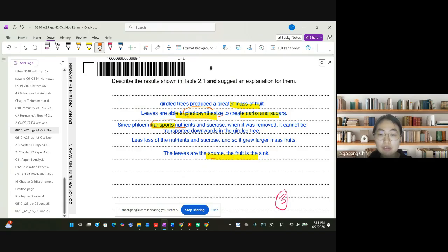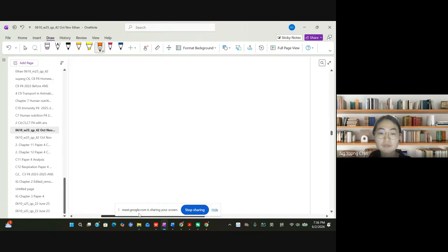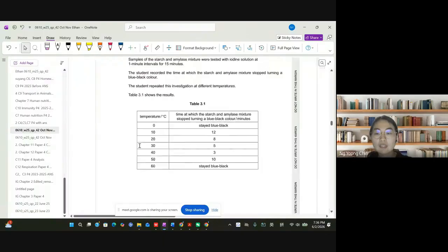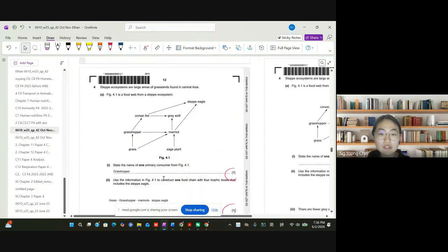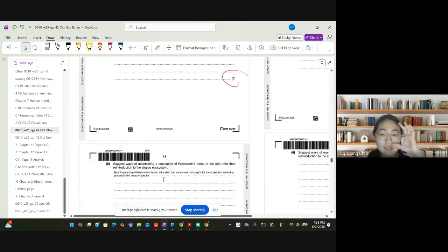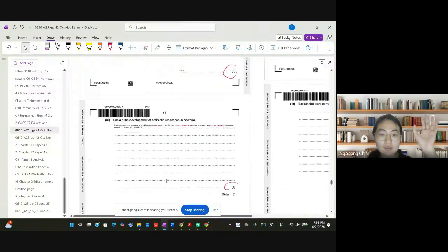And then you wrote about this one, transport the nutrient and sucrose. It's better if you write translocation, because when you write this keyword translocation, you're referring to this one, transport nutrient and sucrose. So I think not much mistake. Yeah, all correct.